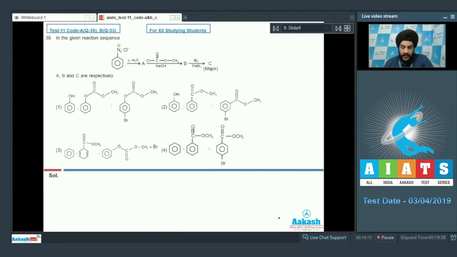Question number 38. So we have a reaction sequence, and during the course of this reaction sequence, compounds A, B and C are formed, and the examiner seems to be interested in the structures of these compounds A, B and C. So if we talk about the compound A, the benzene diazonium chloride is allowed to react with hot water, so it will lead to the formation of phenol. So the compound A formed is phenol.